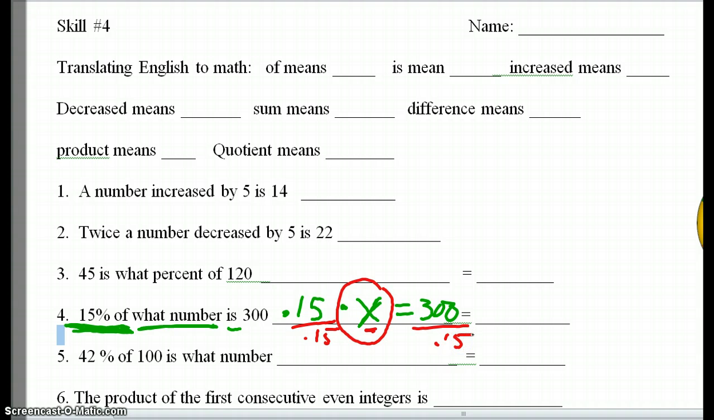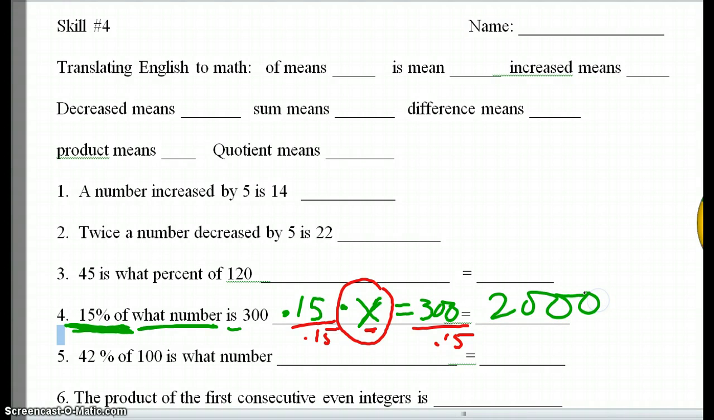And again, take out your calculator. We're finding what X is. So we would just take 300 and divide it by 0.15. So the final answer would be 2,000.